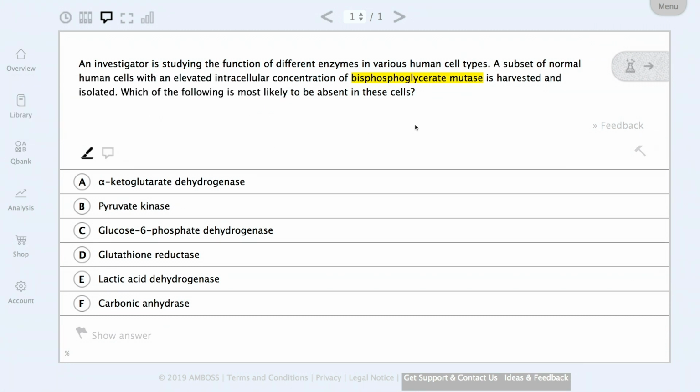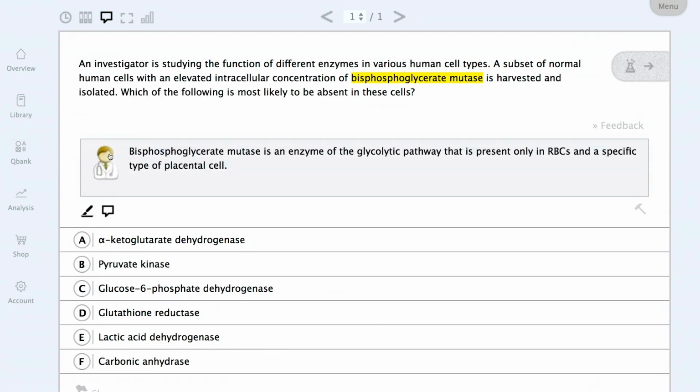Let's say I don't know what these cells may be. That's where the attending tip can come into play. I see that this is an enzyme of the glycolytic pathway, which is present only in RBCs and a specific type of placental cell. So we're likely talking about RBCs, and what is most likely to be absent in them?